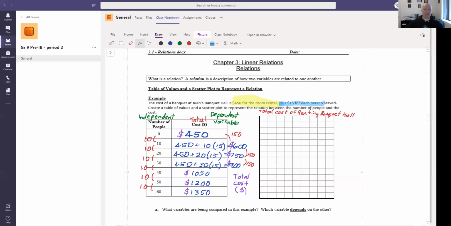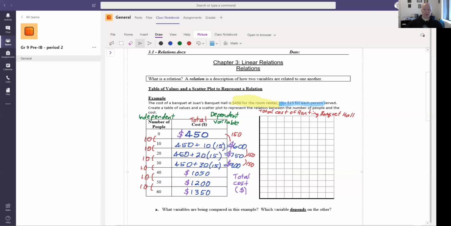Now, like I said, we don't need to have the dollar signs in there because the unit is up here in the heading of that column of the table of values, but I'm just demonstrating where it would go. Okay, so back to the label of the vertical axis. So there's the total cost.